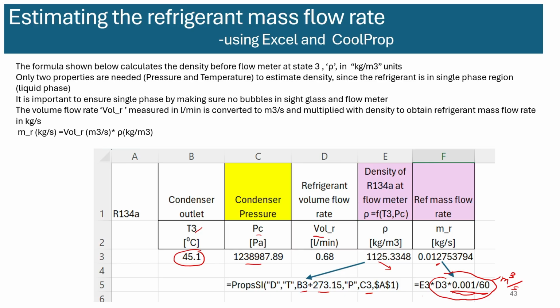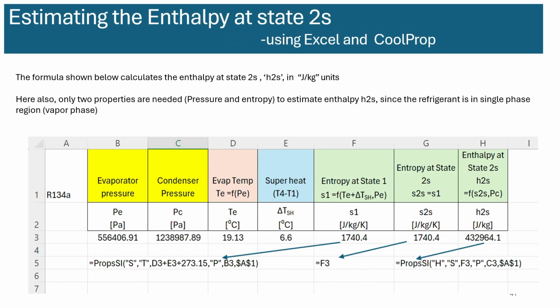And the reason we need refrigerant mass flow rate is you can see most of the values that we estimated here are in joules per kilogram, right? So if we need to convert the work done into watts, you need to multiply that with mass flow rate. If you need to convert the cooling rate in joules per kilogram to watts, we need to multiply that with the mass flow rate of the refrigerant.